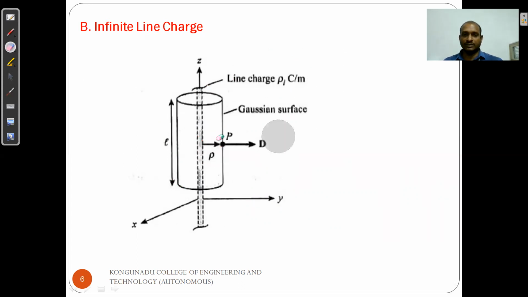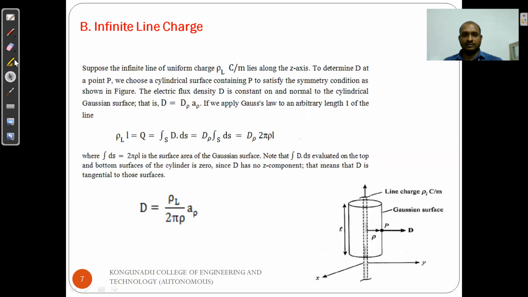This also satisfies the symmetry conditions. The uniform charge rho L is distributed along the z axis. Because it is a cylindrical coordinate system, D is equal to D_rho into a_rho. Rho L into L is equal to Q. This is the Gauss law: rho L into L equals Q, which equals the surface integral of D dot ds. So we write D as D_rho into the surface integral of ds. The surface integral of ds is 2 pi rho L for the Gaussian surface.